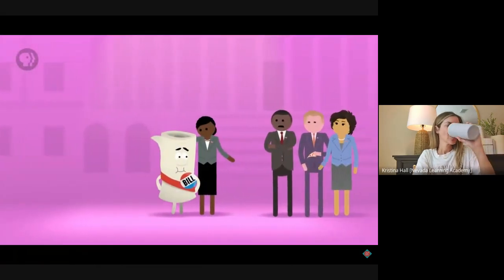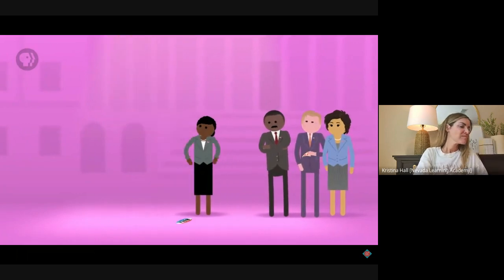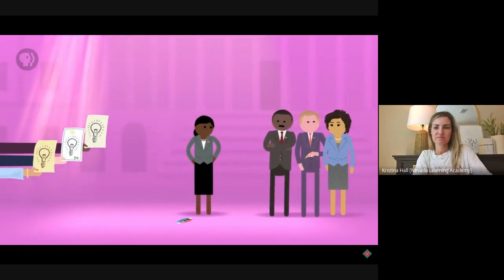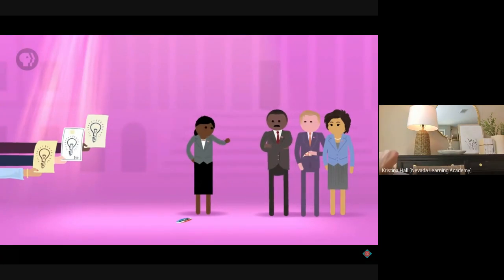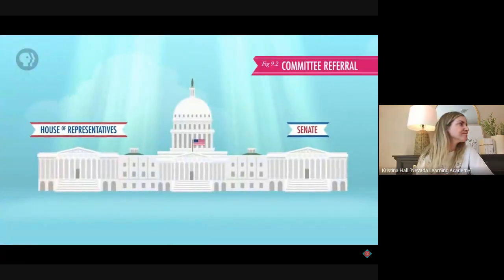The real beginning is when he or she has an idea for a law, and even this might come from an interest group, the executive branch, or even the constituents. But the formal process begins with the legislator introducing the bill. After its introduction, the bill is referred to a committee.